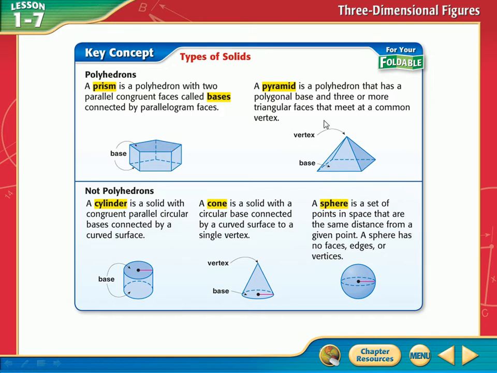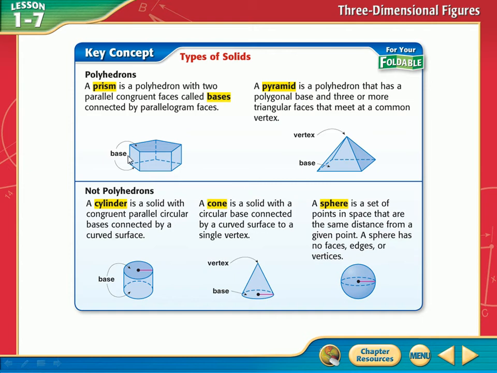Look at a pyramid. A pyramid has only what? One base, okay? It comes up to a point. It doesn't go straight up to another base. But a prism, know the difference between the two. A prism has two bases. Does it make sense? All right. So we call those bases.